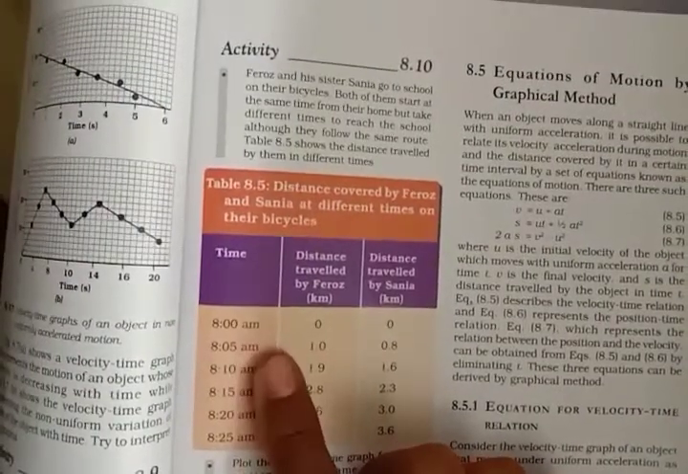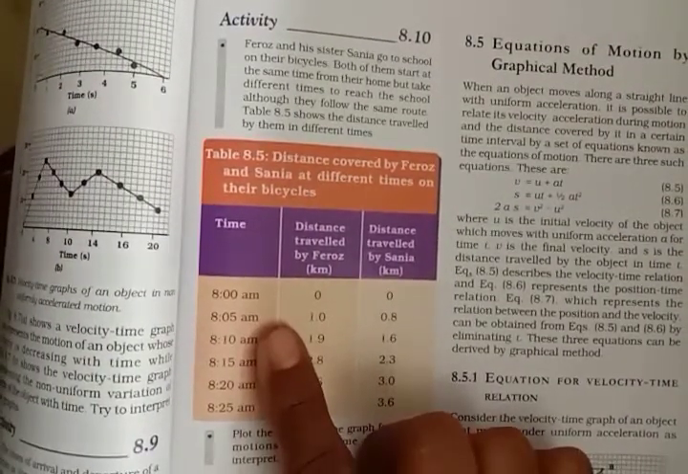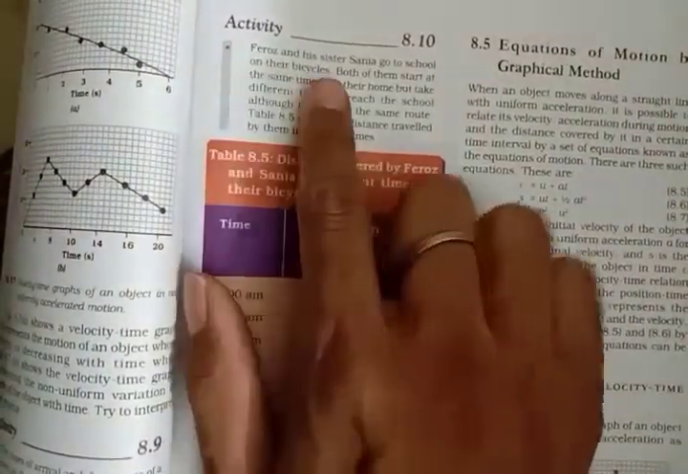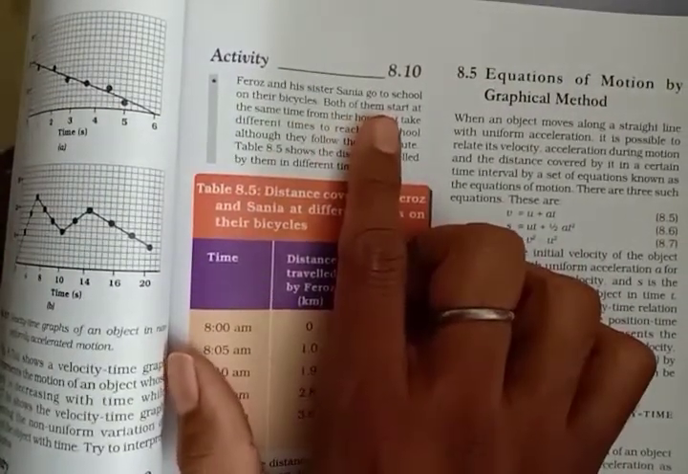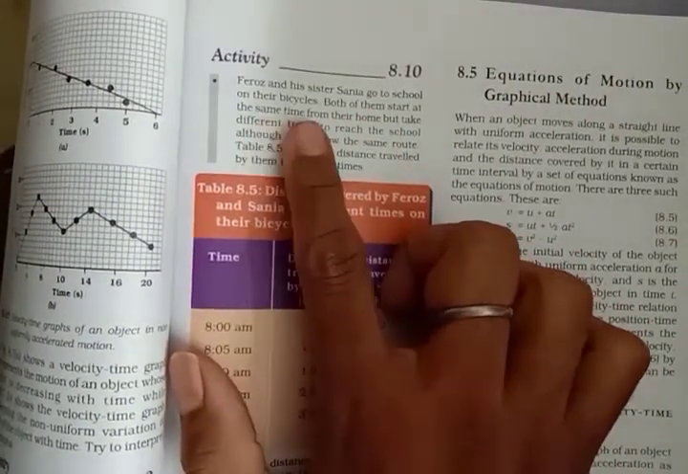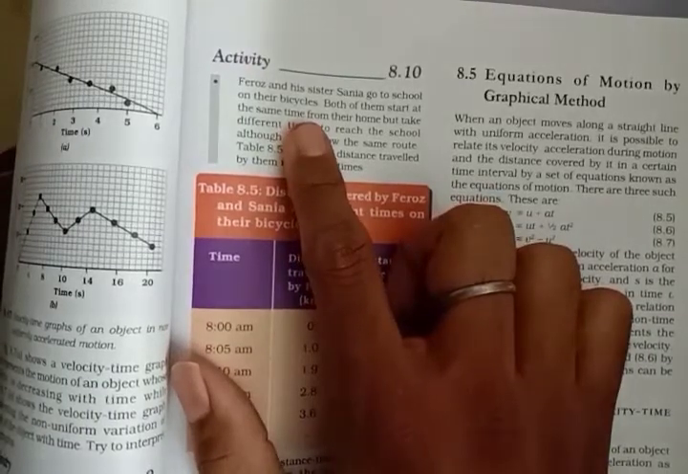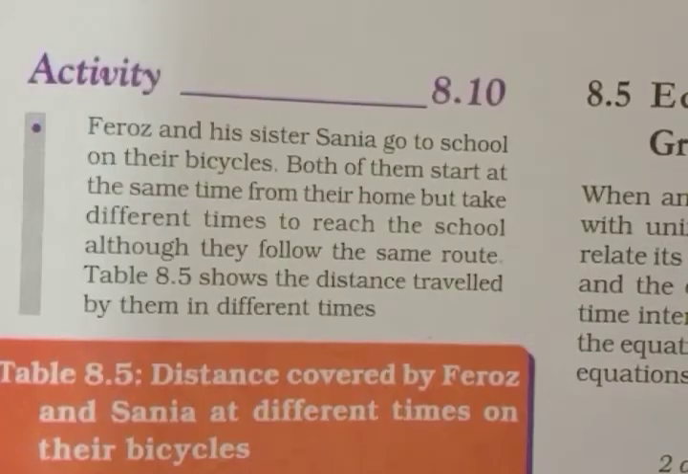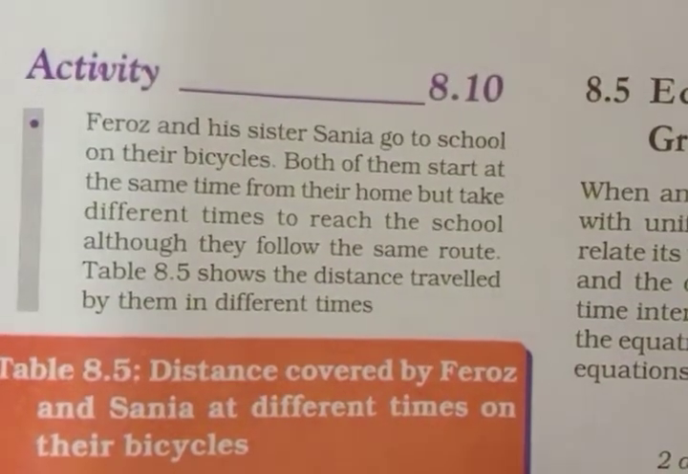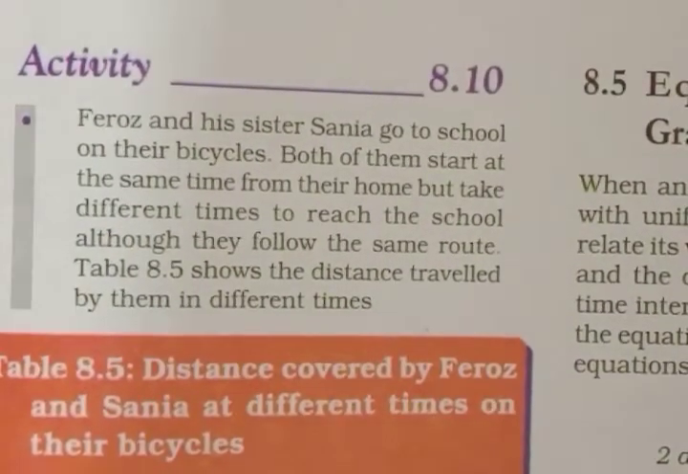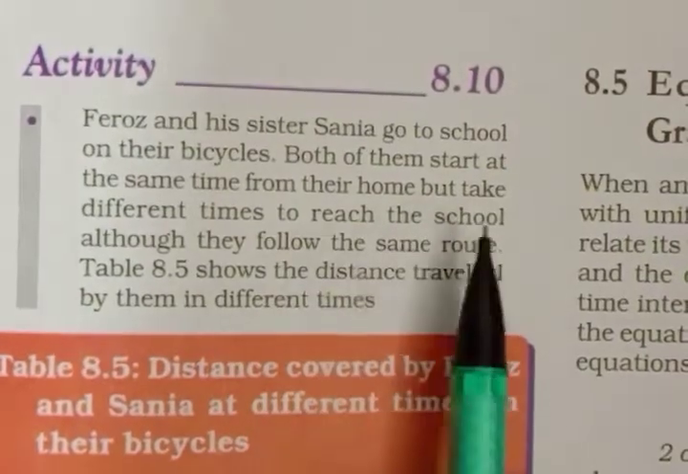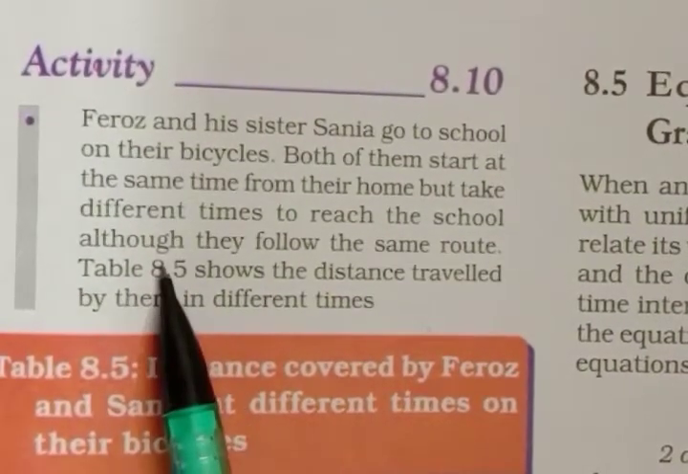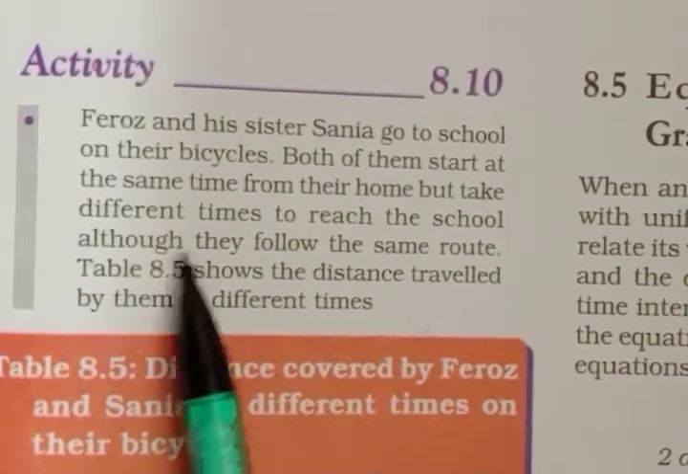There is one more activity given. Firoz and his sister Sania go to school on their bicycles. Both of them start at the same time from their home but take different times to reach the school.